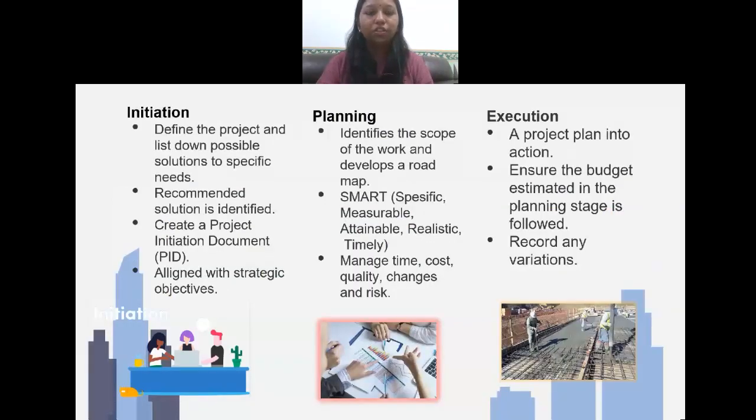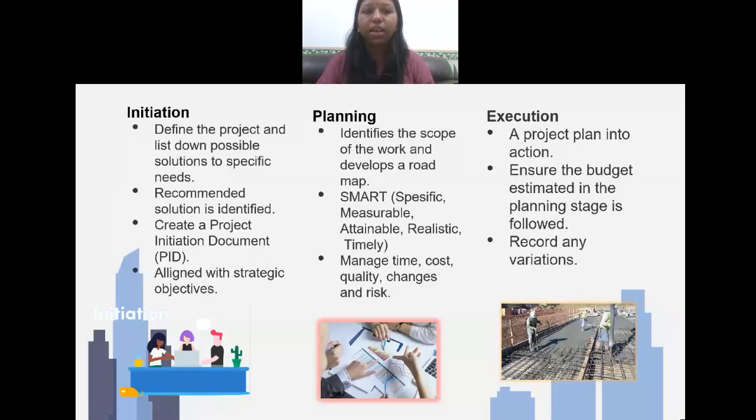What is initiation? It is a visualization of what we want to accomplish. Define the project and list down the possible solutions to specific needs. In this phase, the idea of the project is elaborated and explored. The project manager will examine the feasibility of the project.